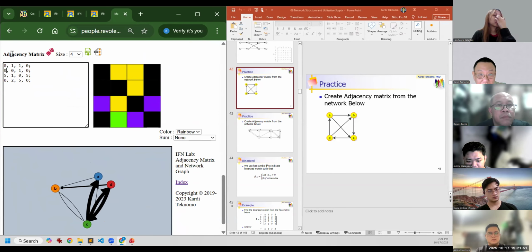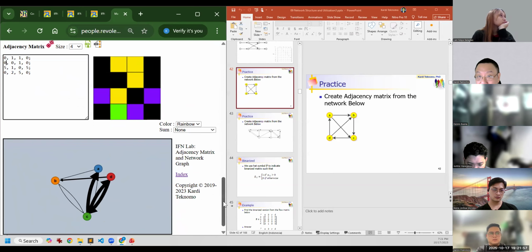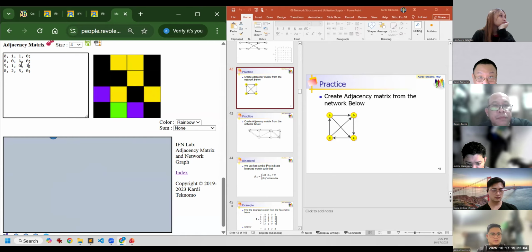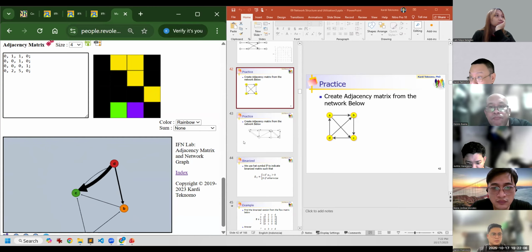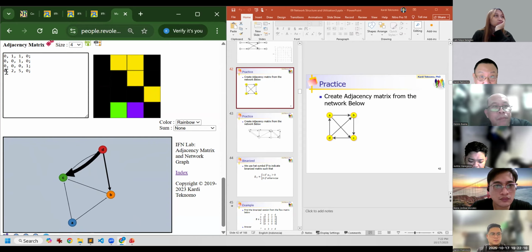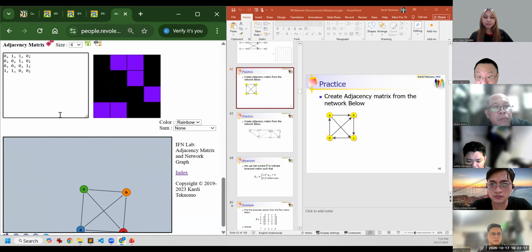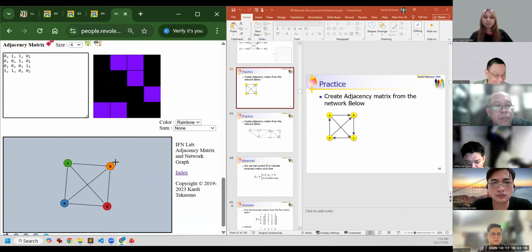Every time you change the value here, the drawing will redraw. Then from B, I define C going to D, so I put 1 here. All the others are 0. Then from D go to A and B, so again I put 1 and 1. All the others are 0. So there, we get the exact network.